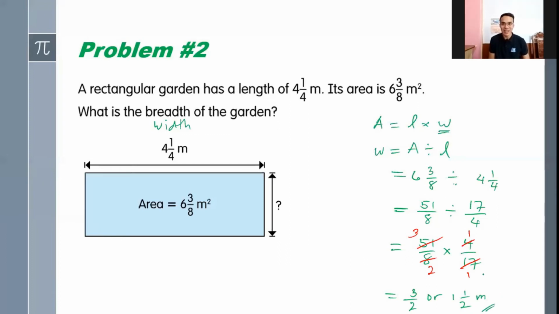Final answer. To check if your answer is correct, you're just going to multiply the width and the length. If the product is 6 3/8, then this is correct.